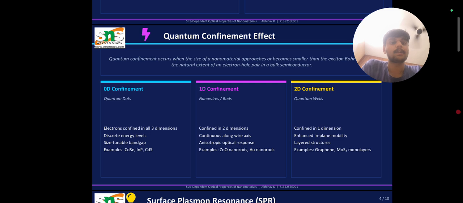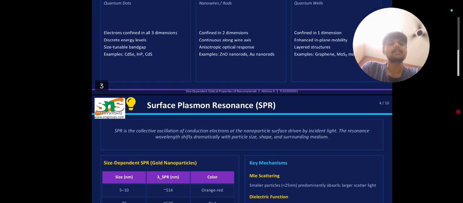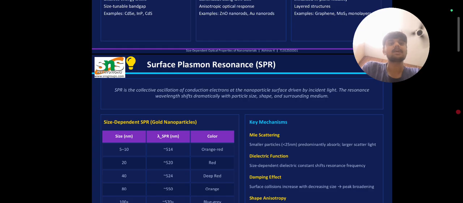anisotropic optical response. Example: zinc oxide nanorods, aluminum nanorods. Next, 2D confinement. Confined in one dimension, with enhanced in-plane mobility. Layered structure. Example: graphene monolayers. Next, we see surface plasmon resonance, SPR.